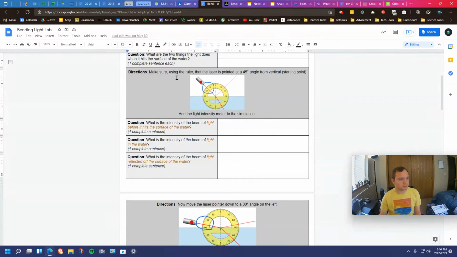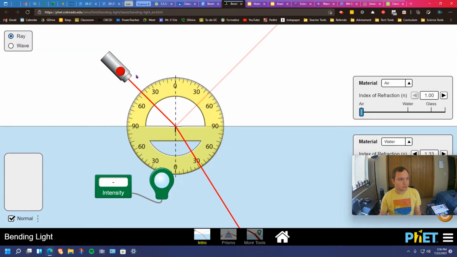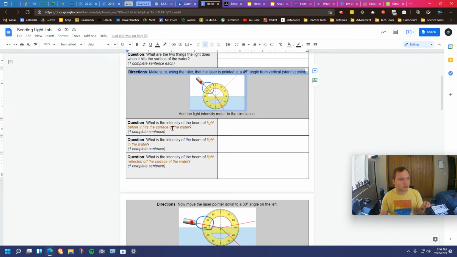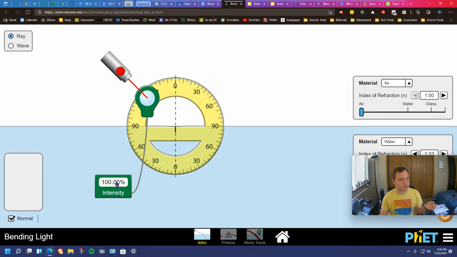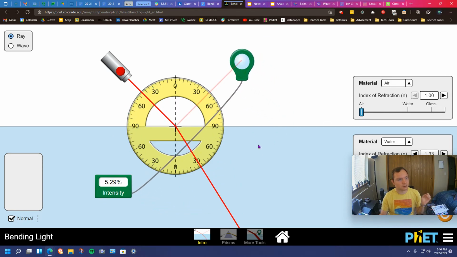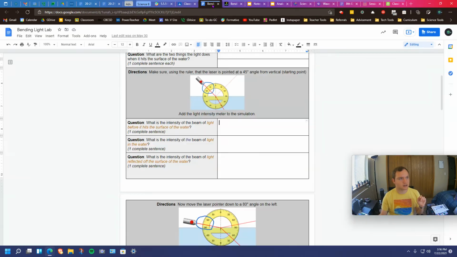Now you're going to have to use some angles. Make sure the laser is pointed at a 45-degree angle. Right now we got 30, 35, 40, 45. The default is 45, so you shouldn't have to change anything. You're going to talk about some of the intensity, so you're going to have to measure this. Before it enters the water, you drag the little reading over so it intersects it. That's before. This is in the water. And this is the part that's being reflected. You'll write some of those numbers down.